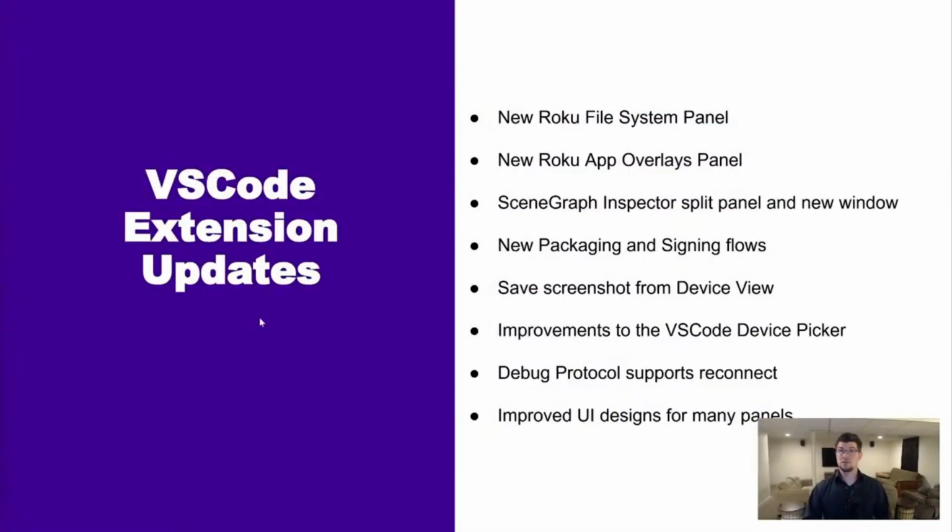So first up, let's take a look at some of the new features that we've added to VS Code over the last year. We've added a new Roku file system panel. There's a Roku app overlays panel. A popular request from the community was to be able to split out the scene graph inspector to show the node tree and the details about the selected node at the same time without having to go into a nested view. So we've done that.